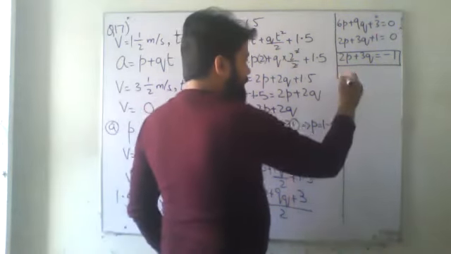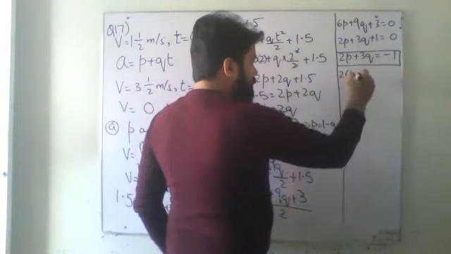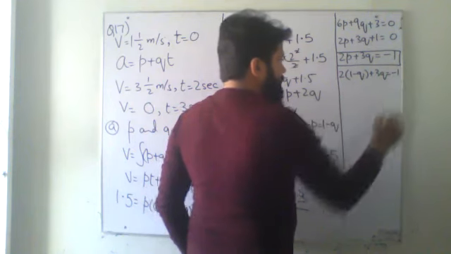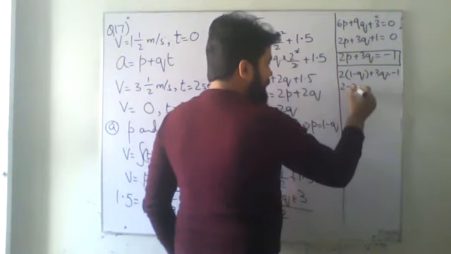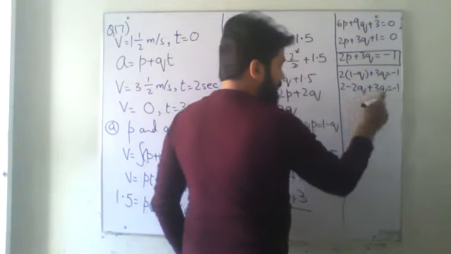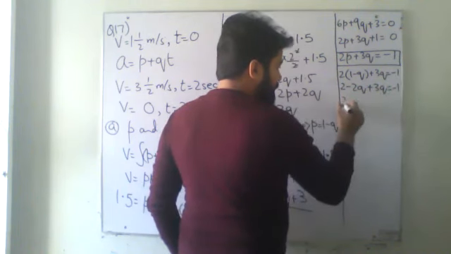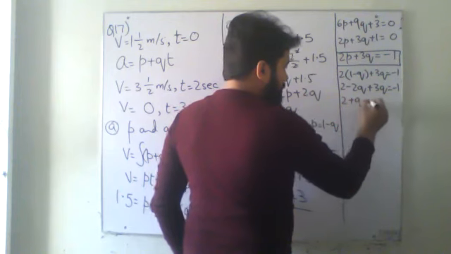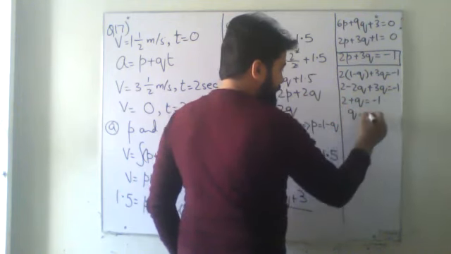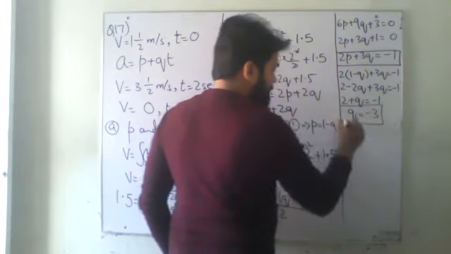Plugging it over here: 2(1 minus Q) plus 3Q equals minus 1. 2 minus 2Q plus 3Q equals minus 1. This will be 2 plus Q equals minus 1. Shifting it over, Q equals minus 3.